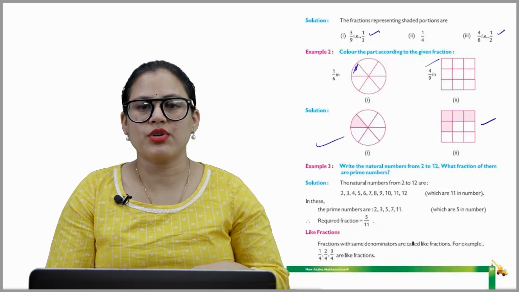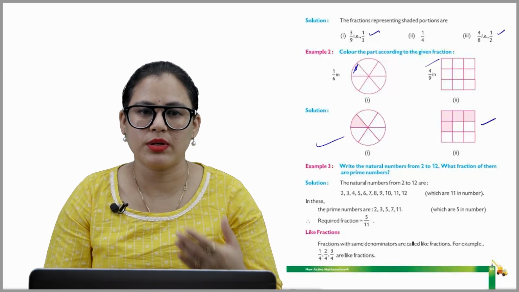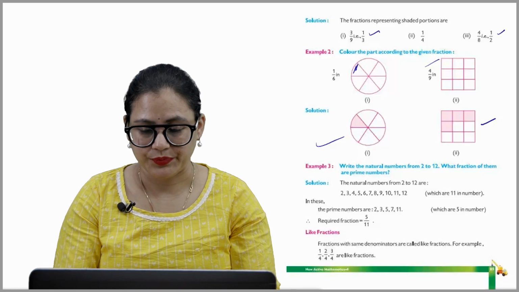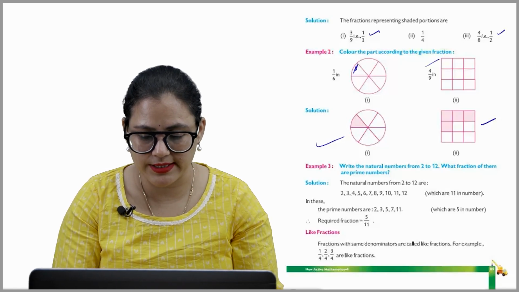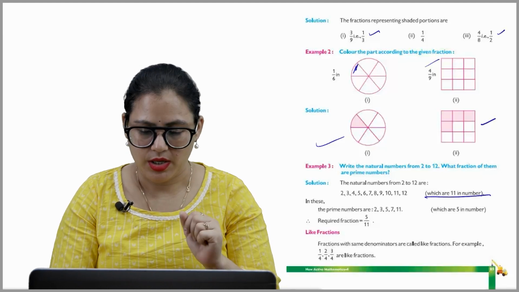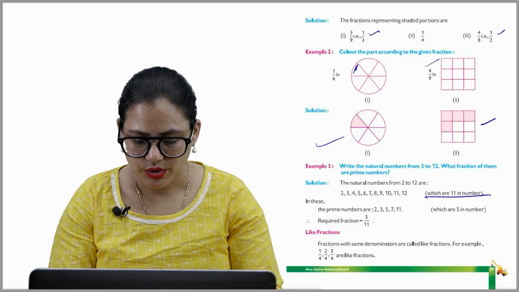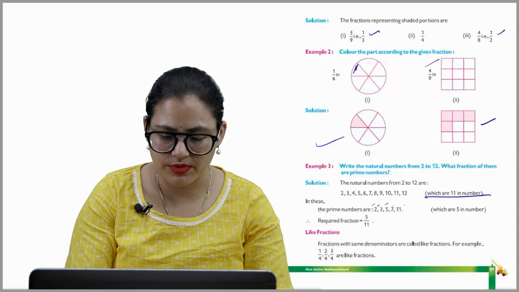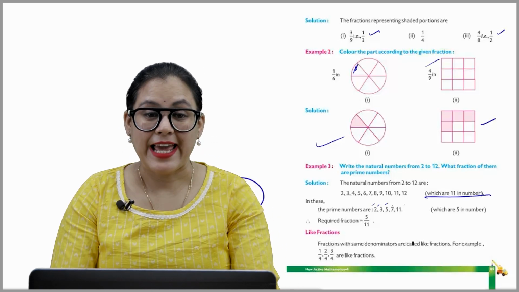Example 3, write the natural numbers from 2 to 12. What fraction of them are prime numbers? So the natural numbers from 2 to 12 are 2, 3, 4, 5, 6, 7, 8, 9, 10, 11, 12. These are 11 in number. Now the prime numbers. Which ones are prime numbers? 2, 3, 5, 7, 9. So out of 11, there are 5 prime numbers. Like fractions.